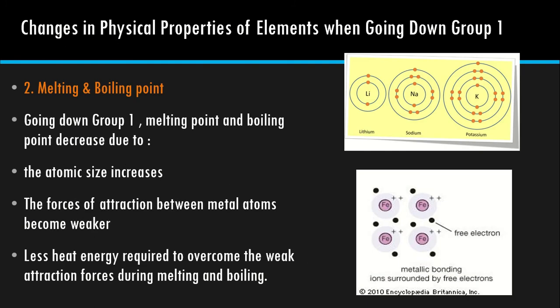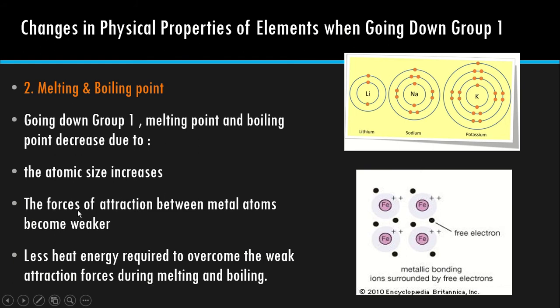Next is the melting and boiling point. Okay, melting and boiling point we usually elaborate together, because the pattern is the same, the boiling point and the melting point. So here, when going down group 1, the melting and boiling point decreases. Okay, when going down the group, the melting and boiling points decrease. So you also have to know the reason why the melting and boiling point decrease. So the first point is because the atomic size increases. We know earlier that going down the group, the atomic size increases.